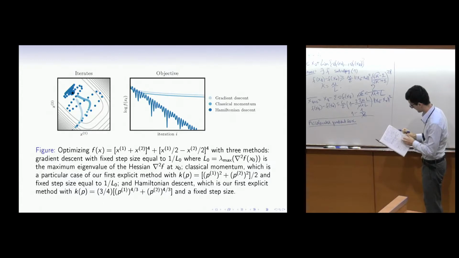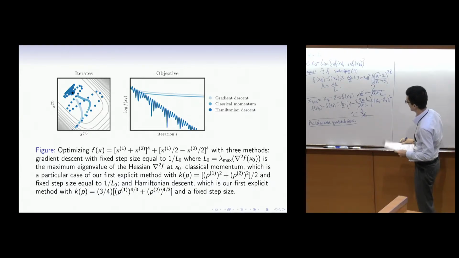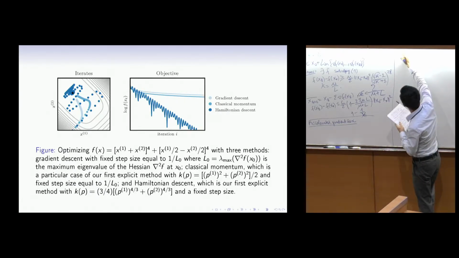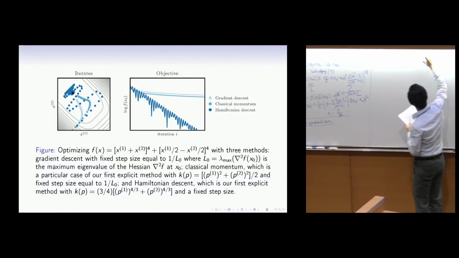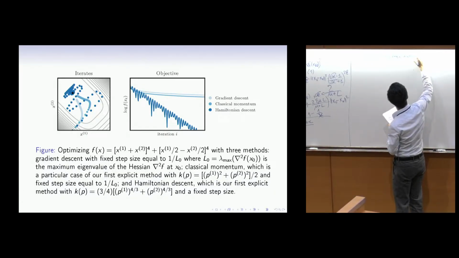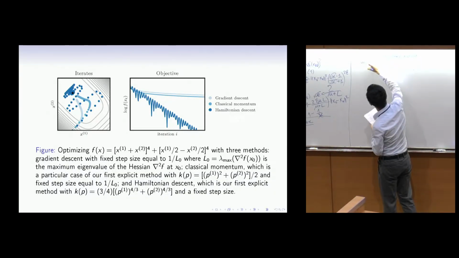Now, another type of algorithm that's a bit different from gradient descent, but it has been very popular, is Polyak's heavy ball method, also called the momentum method.